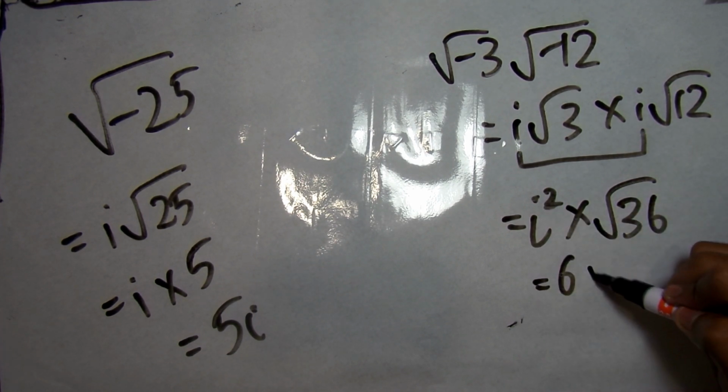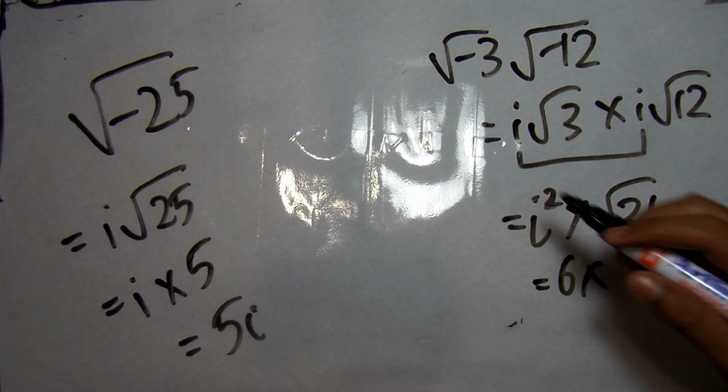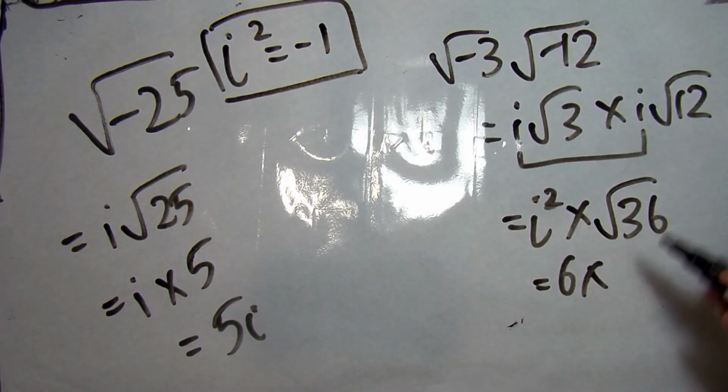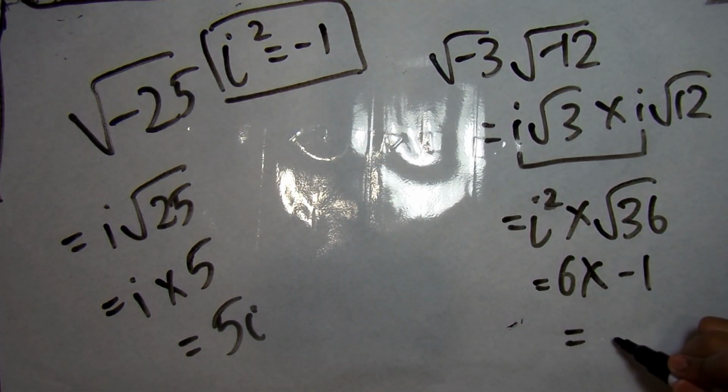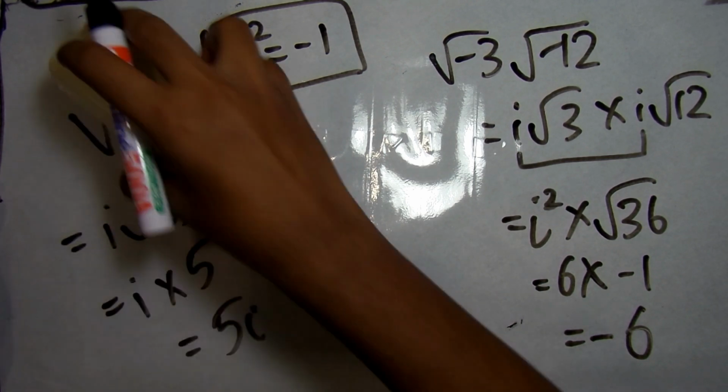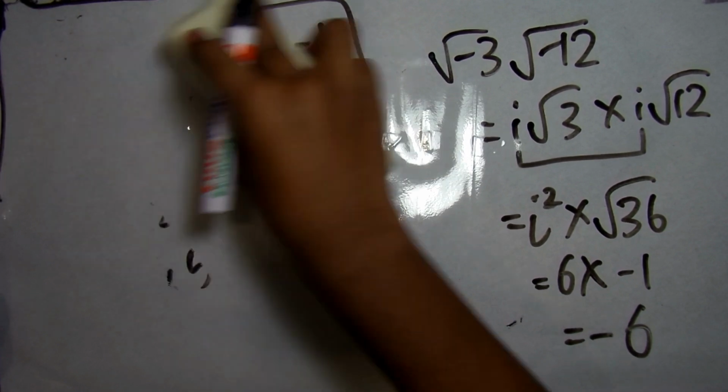i square is negative 1, as we know from the start. We have to remember that i square is negative 1. So 6 times negative 1 is equal to negative 6. So that is how we express complex expressions in negative square roots.